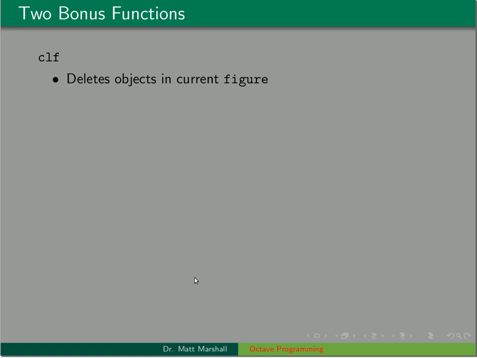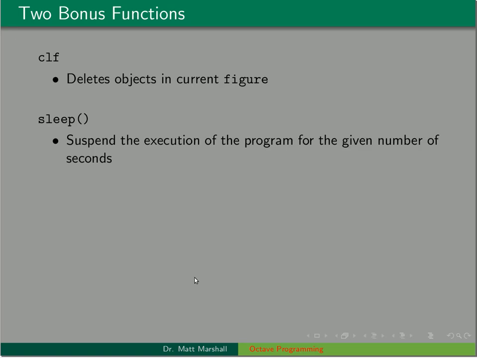And then two other functions relating to this project. First of all, the clf function is used to clear a figure, and what that does is deletes all the objects in the current figure. So objects include axes, rectangles, lines, etc. And then the other is the sleep function. So this is used to suspend the execution of the program or script for the given number of seconds.